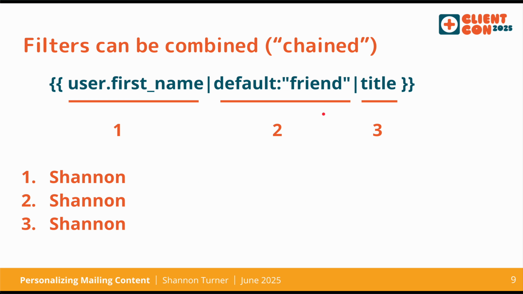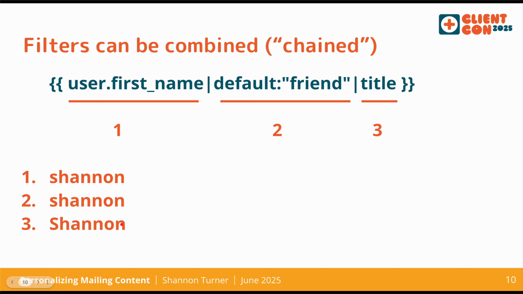You can also combine multiple filters or chain them together. There's not a limit to how many filters that you can use, but there is a limit to how many would look nice on a slide. So here I just have these 2. If my value at step 1 is Shannon, then the default filter doesn't do anything because this value isn't blank, and so my value is still Shannon. Title casing it doesn't change anything either because it was already in title case.